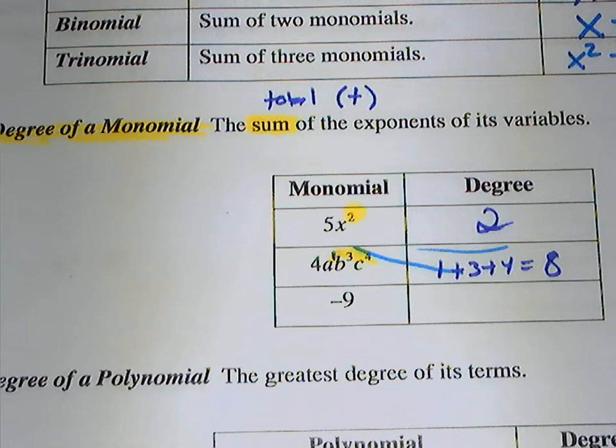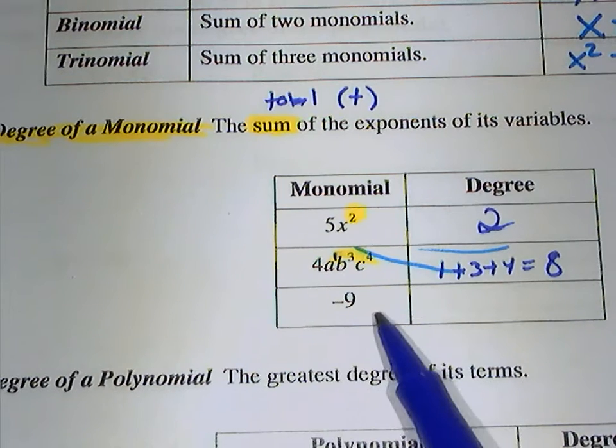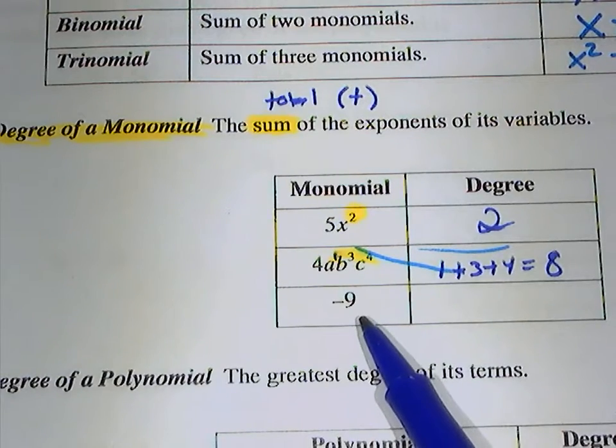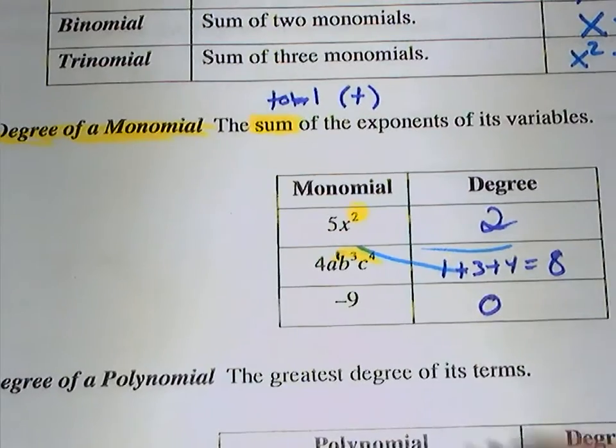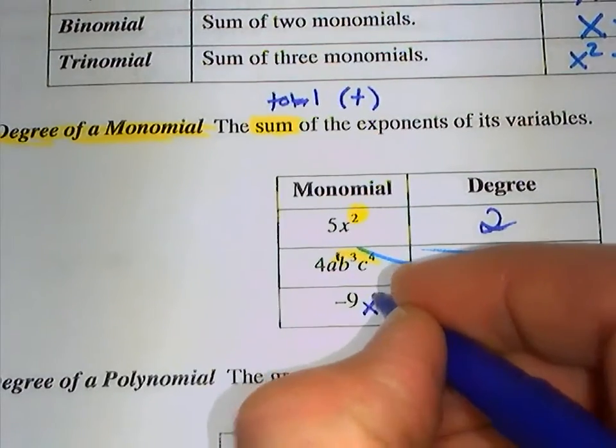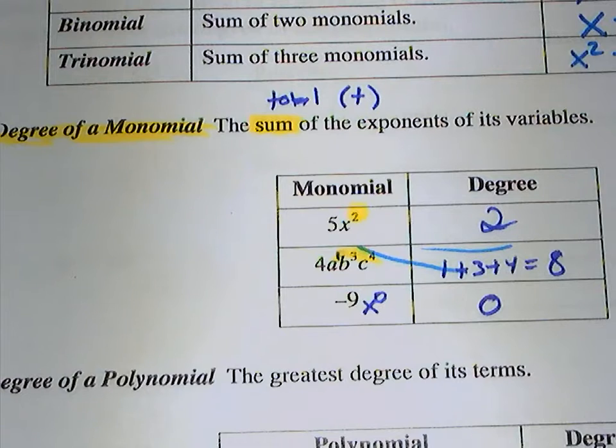Okay. All right, last but not least, we have negative 9 with no x's, with no variables. So guess what this guy's degree is? That guy's 0. And the reason is, if you want to put an x there, you can, but it's like 1, right? Negative 9 times 1 is just negative 9. Negative 9 times x to the 0 is negative 9 times 1. There's no exponent, so we would call that degree 0. So again, big idea, if you don't see a variable, that guy's degree is 0.